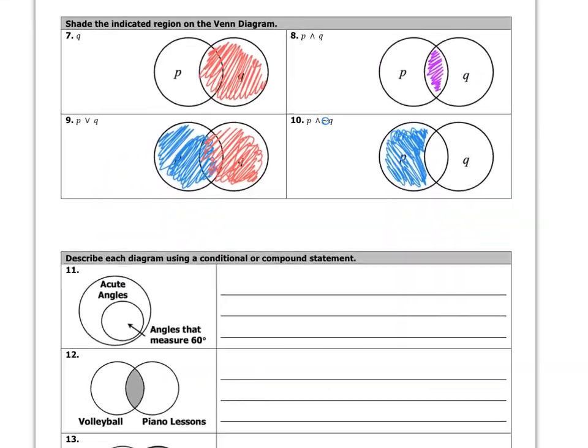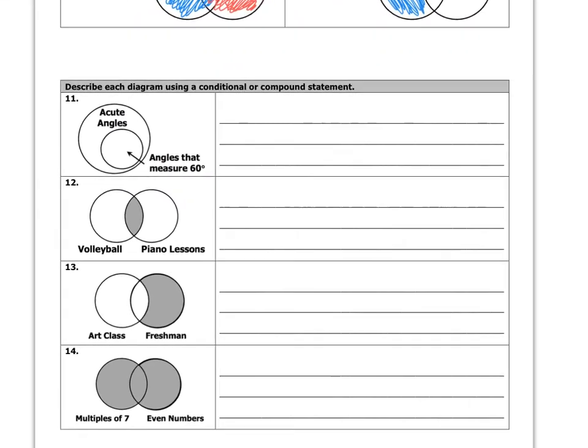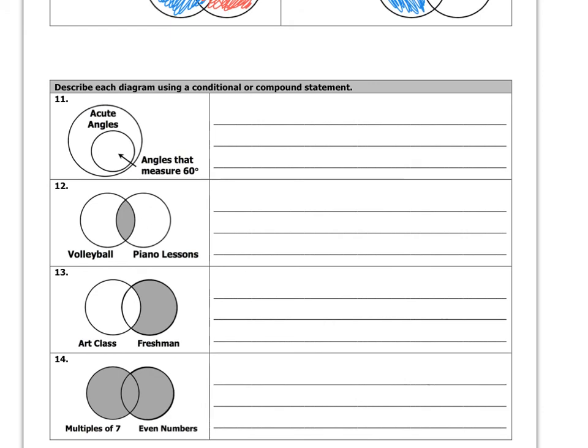All right, in this last set of examples, we're going to describe the Venn diagrams given using a conditional or a compound statement. So kind of the opposite of what we did on the front side of the notes. So in number 11, you'll see that we have an always Venn diagram. Inside we have angles that measure 60 degrees, and the outer circle are acute angles. So this is saying that angles that measure 60 degrees are always acute angles.